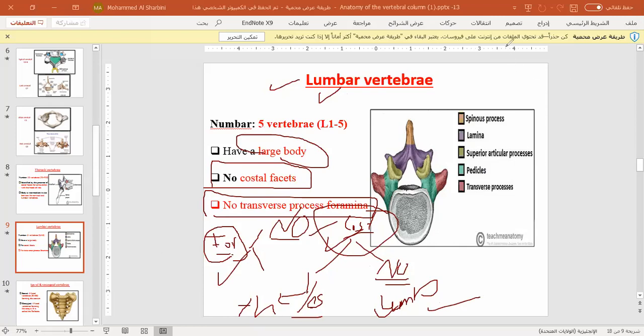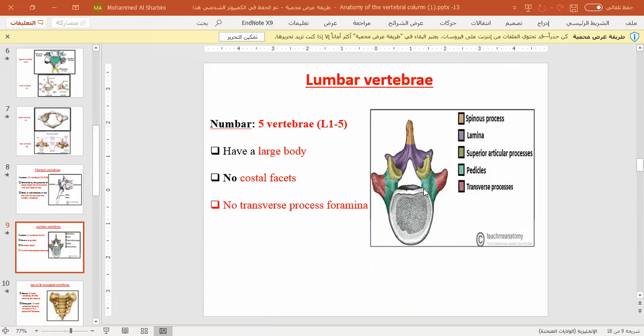Okay, any questions here? Doctor, are all of them from L1 to L5 the same? Even the thoracic? For you now it is okay, but in the next blocks, God willing, we have to differentiate between them. Okay?